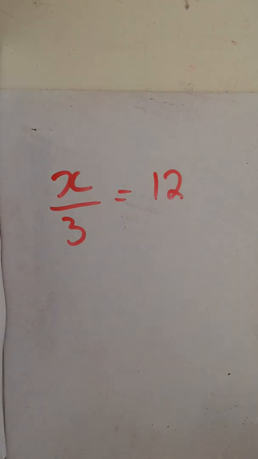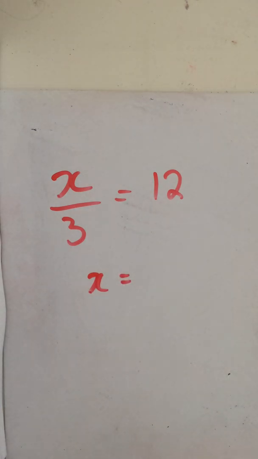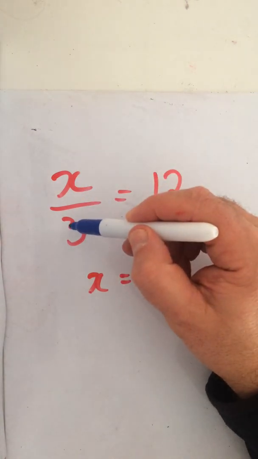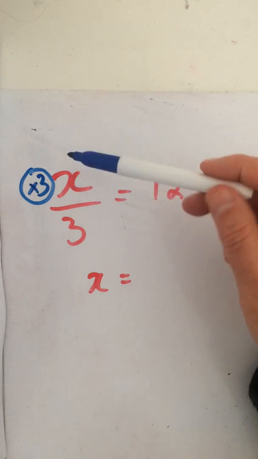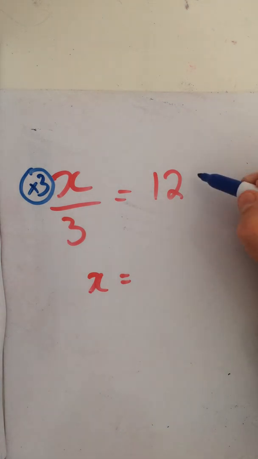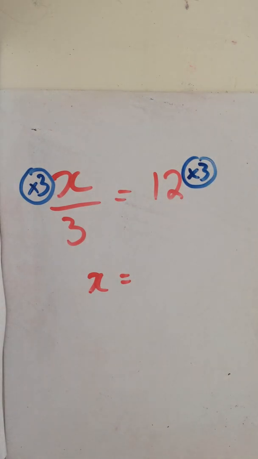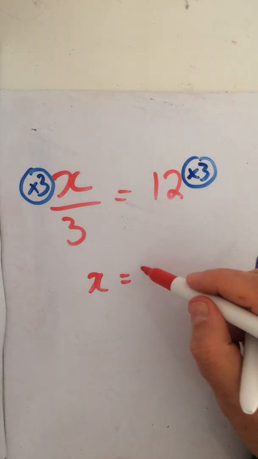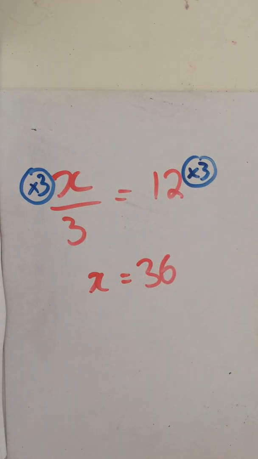So remember, I want to be left with just x on this side of the equation. As this is x divided by 3, if I times this by 3, I've got 3x divided by 3, which leaves me with x. That means on this side I have to do the same, times by 3. So x is equal to 36. 36 divided by 3 is 12. Yes, that is correct.